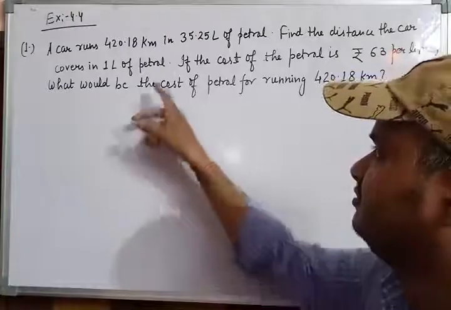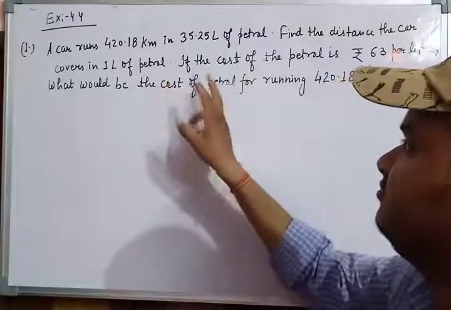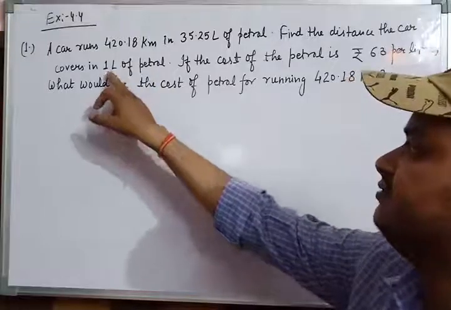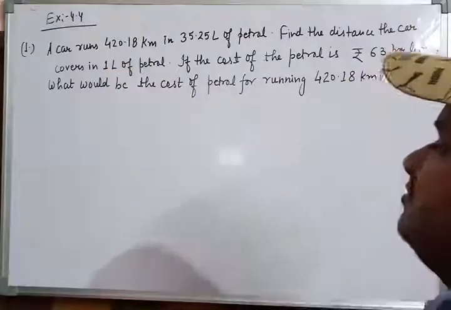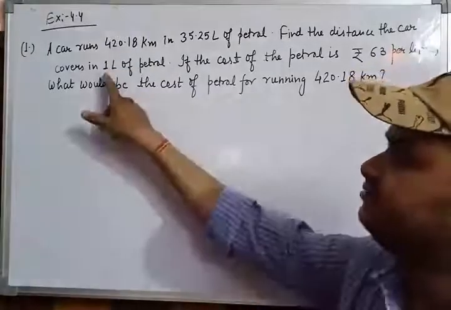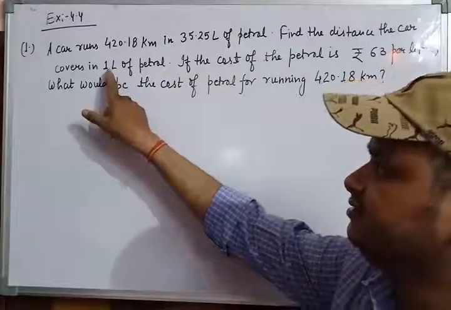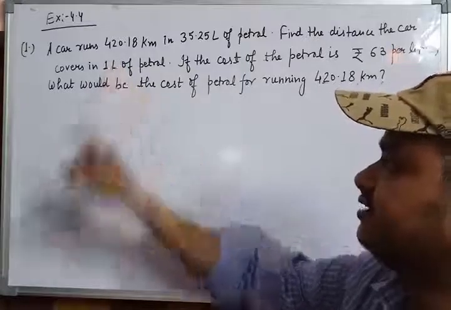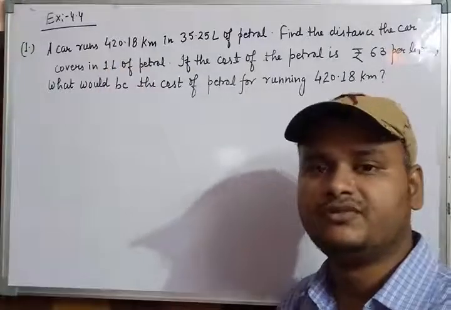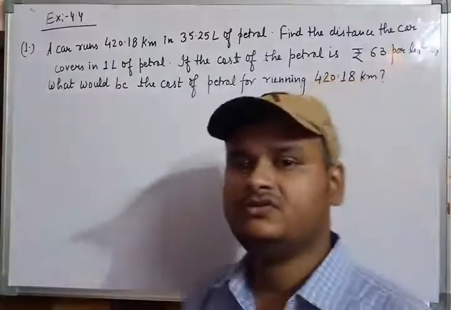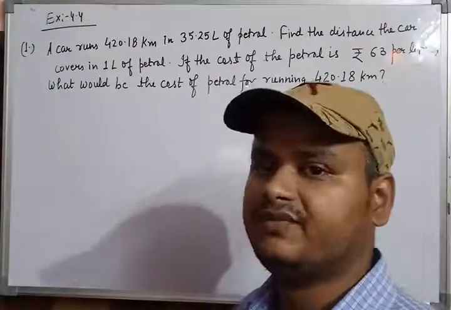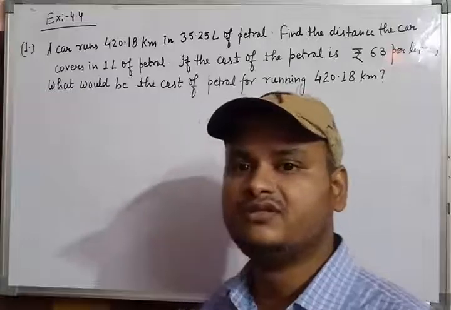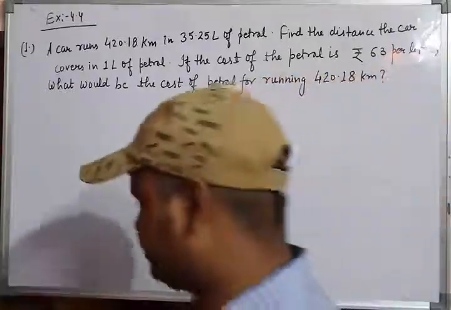So students, in question number 1 there are two questions given. First of all you have to find the solution of the first question, then after that you have to find the solution of the second question. This is an example of a unitary method problem. You have studied in class 4th and 5th how we can solve unitary problems. So let's start.